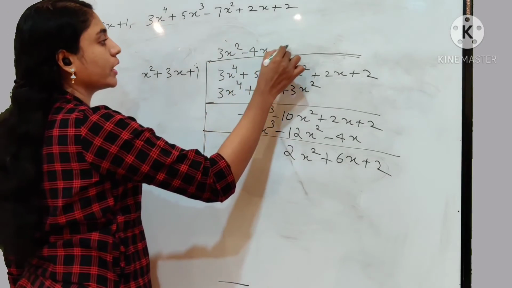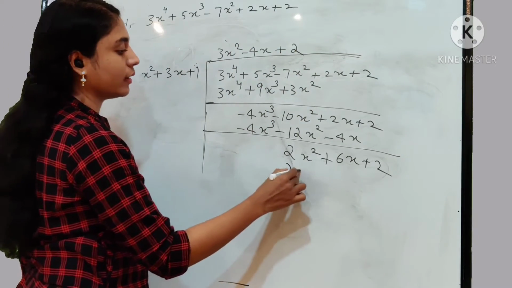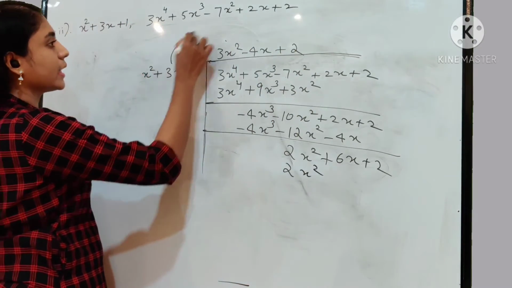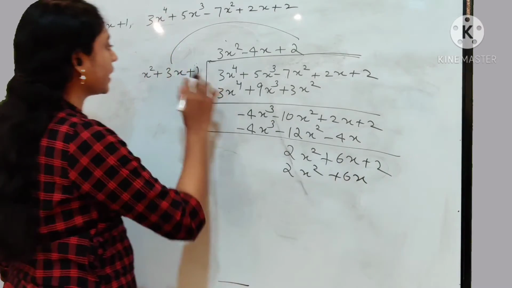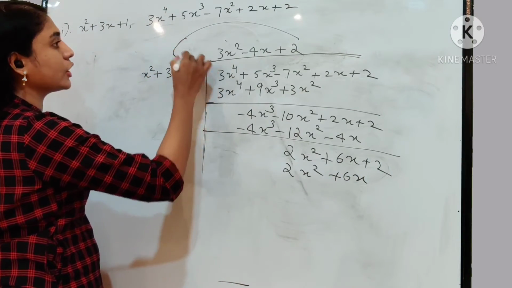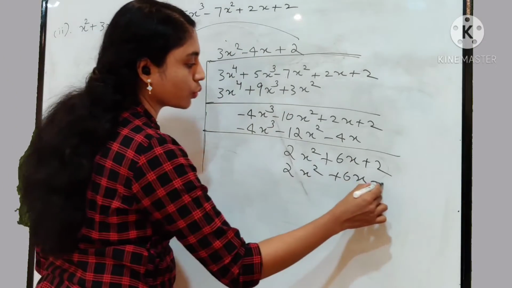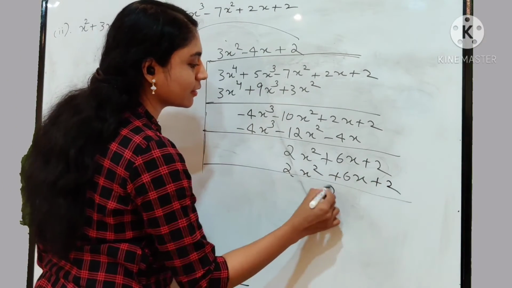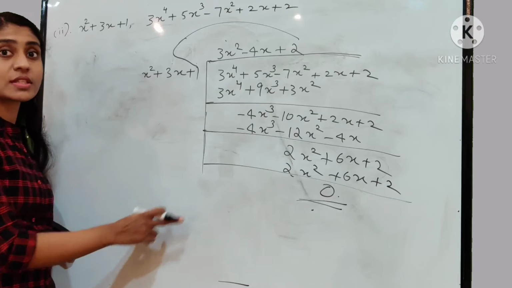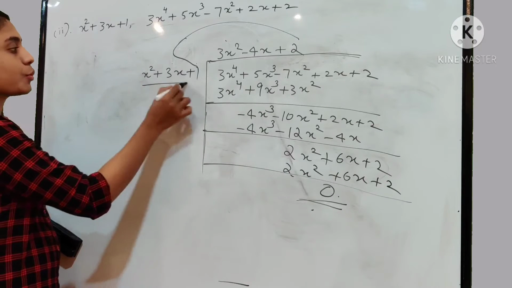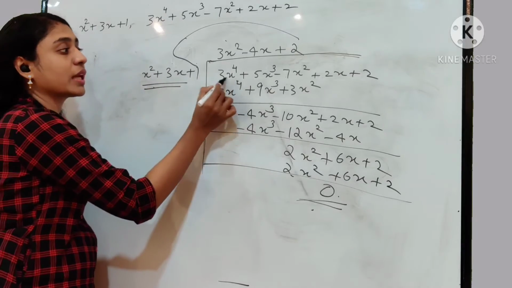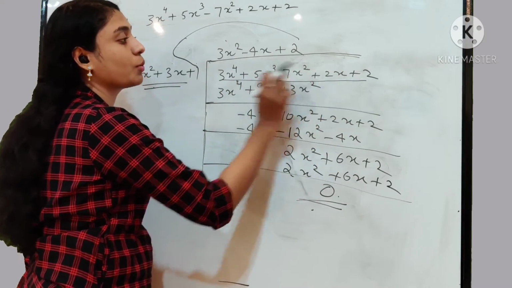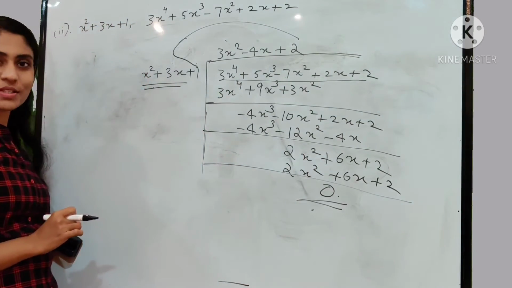So plus 2 into x square, it is 2x square, right? And what about 3x into 2, it is 6x. So plus 6x. Then next 1 into 2, it is 2. Plus 2. So here the remainder is 0. Since the remainder is 0, we can say that the first polynomial, that is x square plus 3x plus 1, is a factor of 3x raised to 4 plus 5x cube minus 7x square plus 2x plus 2.